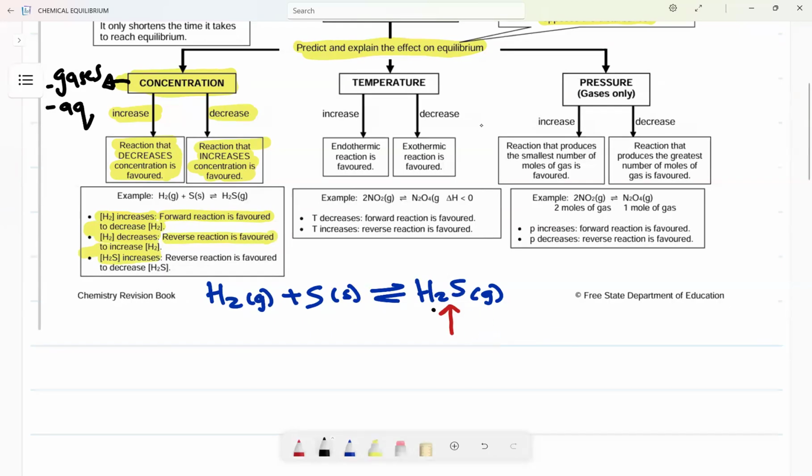We want less. So how can we decrease this? By doing what? By transferring it to the other side. Then if we transfer to the other side, what will happen to this one? It will try to balance out, but this one will do what? Will increase. Okay, can you see now? The reverse reaction, the one that we are favoring, it is the reverse reaction that is favored to do what? To decrease the concentration of H2S because now it is more.